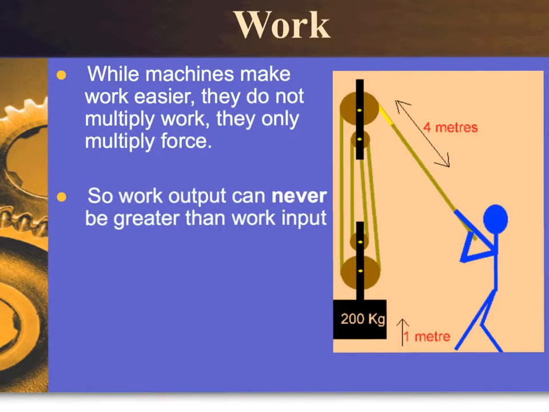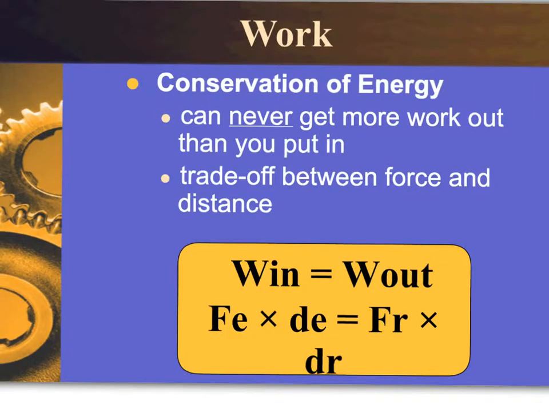Therefore, efficiency is an equality that is often looked at with regard to work. How efficient is a machine taking the work input and converting it to work output? The higher the efficiency, the better the machine works and the less energy that is lost within the machine. So the conservation of energy states that we can never get more work out than we put in. Our trade-off between this is force and distance.